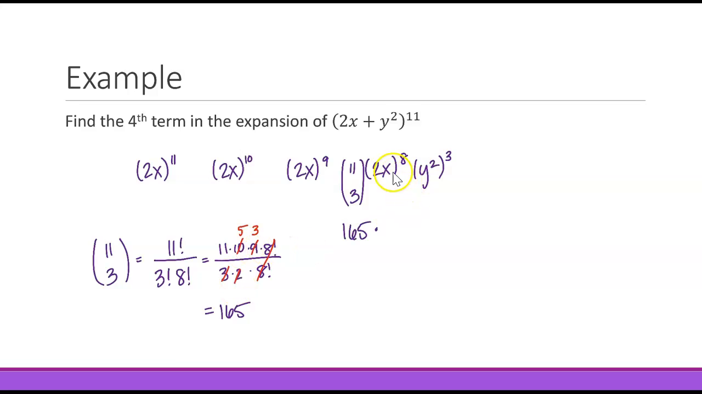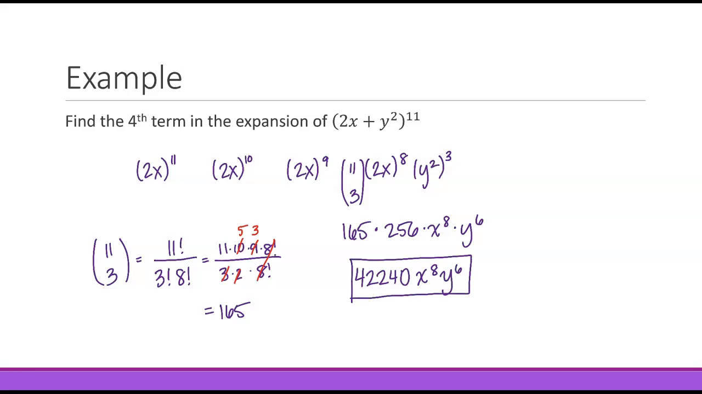And then we are going to have to multiply that by 2 to the 8th times x to the 8th. So 2 to the 8th is 256. And then we have times x to the 8th. And here, let's remember, if you have y squared to the 3rd, these multiply together, so we're going to have y to the 6th. And now we do have to multiply 165 times 256, and that ends up being 42,240. Then we have x to the 8th, y to the 6th. So this is the 4th term in the expansion of this binomial.